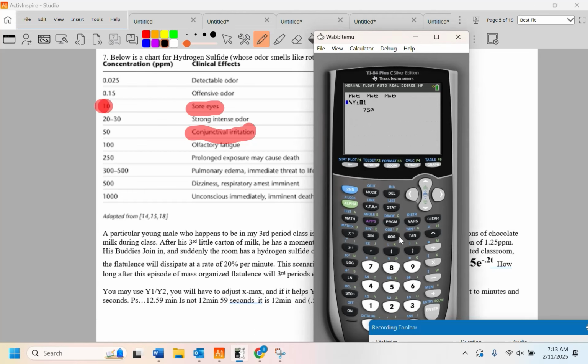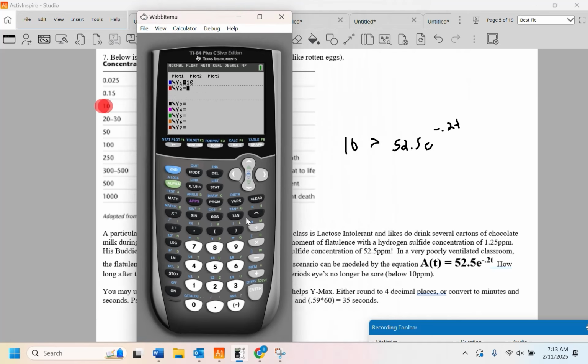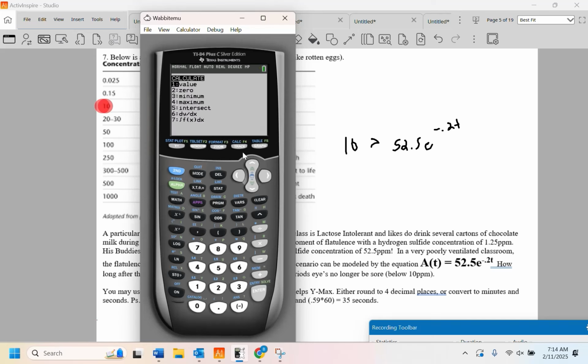So 10 in y1, 52.5 e to the negative 0.2 x in y2. We'll do a zoom 6. We'll probably have to look to the right. We'll probably look up too, just to make the graph look better. Oh, it actually happened. Right there, 8.2911 minutes.